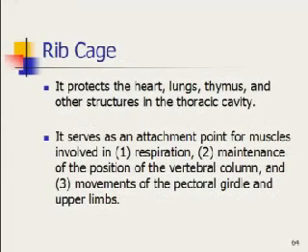The other part of the axial skeleton that's important is the rib cage. This protects the heart, the lungs, and the thymus, and other structures in the thoracic cavity. It serves as a point of attachment for muscles involved in respiration, maintenance of position in the vertebral column, and movements in the pectoral girdle and the upper limbs.